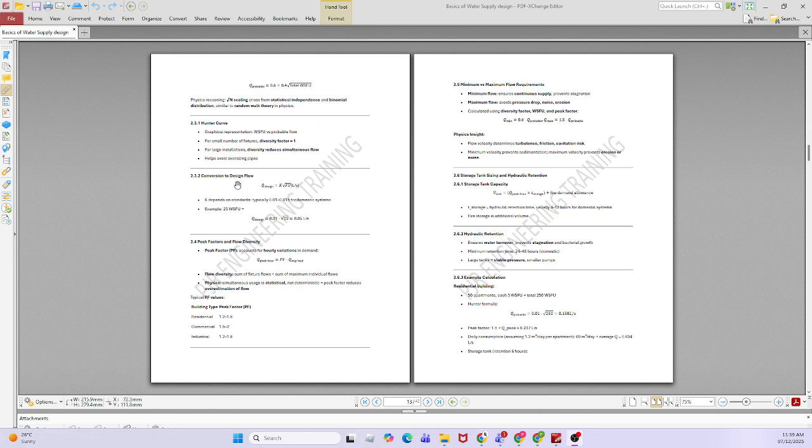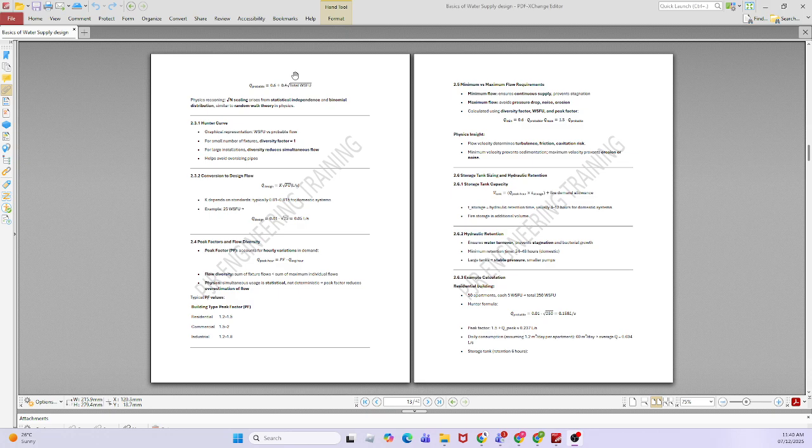Now the conversion to design flow rate. How to calculate from WSFU to the flow rate? That is the equation here: Q design equals K multiplied by the square root of FU fixture. However many fixture units you calculate, you multiply by K. K depends upon the standards, typically 0.01 to 0.0015 for domestic application. That's a factor, and when you apply it, you can calculate Q.